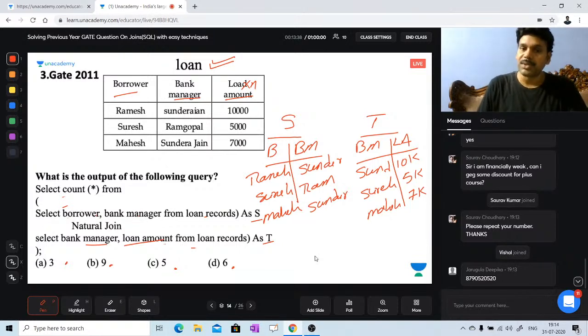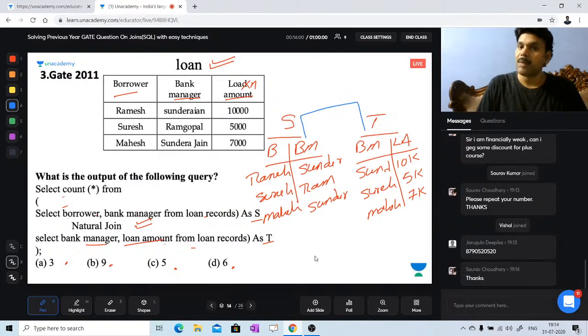Now observe carefully. He asks you to perform a natural join. We don't know which is the master and which is the child table, because primary and foreign keys are not mentioned. In that case, we know how to map them. Natural join considers the common column. So what is your common column? This is your common column, this and this, we want to take it.